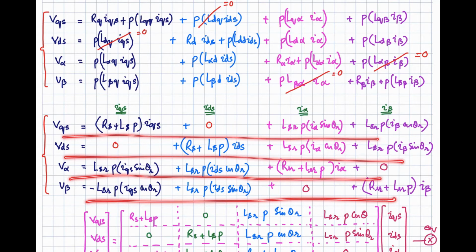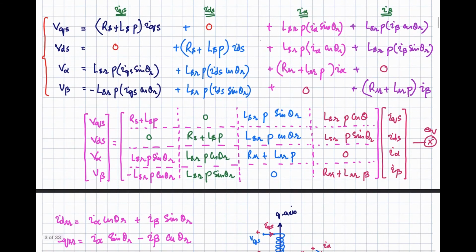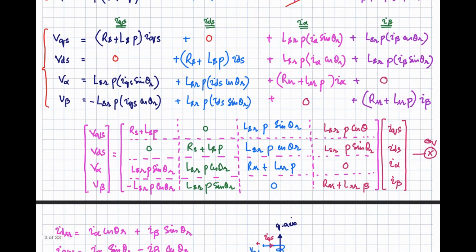How the flux of one winding will be linked with the other will define how the inductance will vary between those two windings. Okay, now we can write down this voltage equation in the matrix form. So VQS, VDS, V alpha and V beta will define a column matrix like this, and IQS, IDS, I alpha and I beta. So we are considering this column of IQS. So IQS over here, and then from here RS plus LS into P, where P is representing the derivative of this IQS, right?